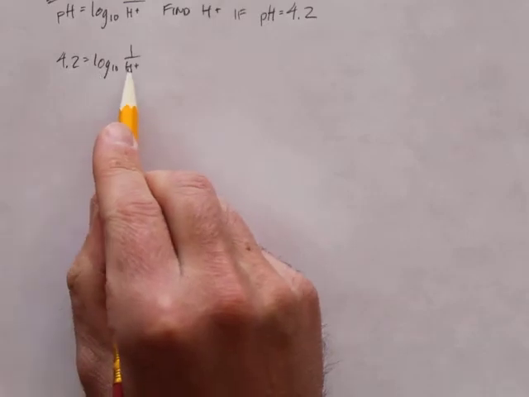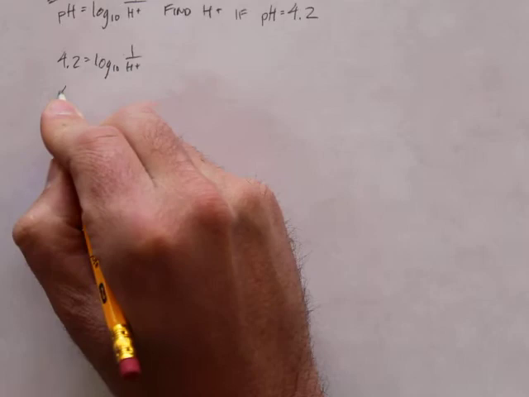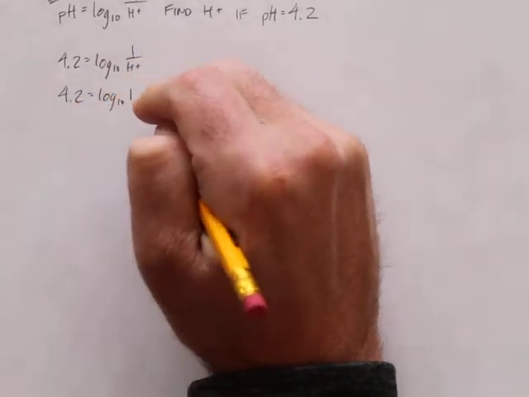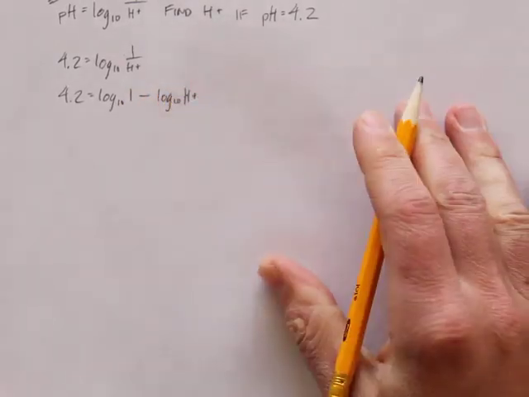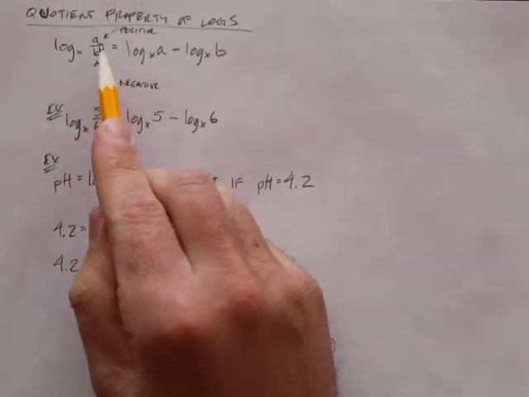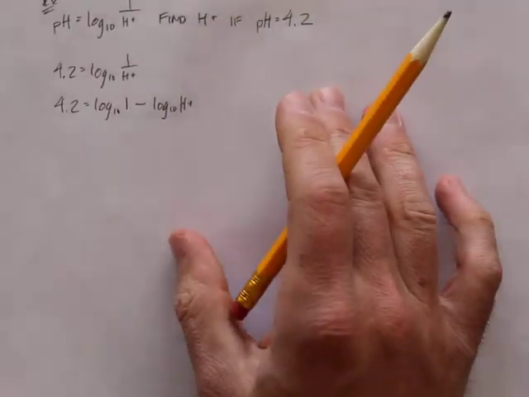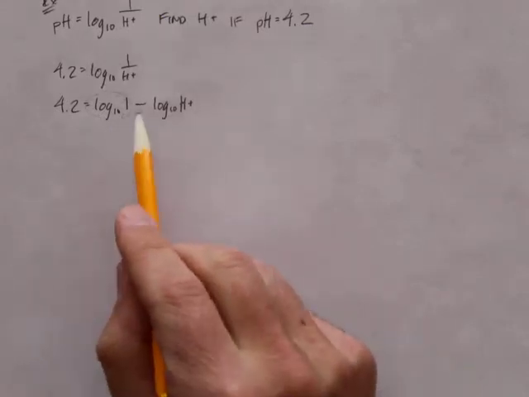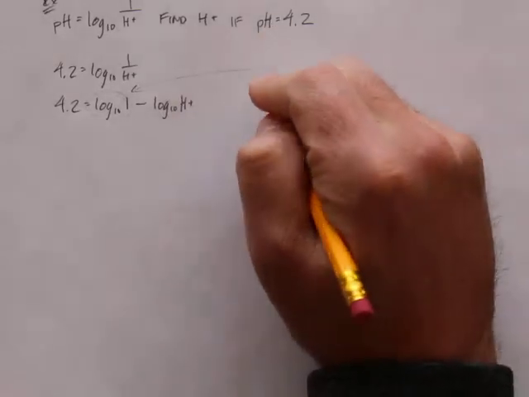So I'm going to split this up into two expressions. I'm going to say 4.2 equals log base 10 of 1 minus log base 10 of H plus. So I've just used the quotient property to split up the numerator and the denominator in this way. Now I'm going to evaluate this one, and then we'll go from there. So let's evaluate this. So I'm going to just kind of break off here.